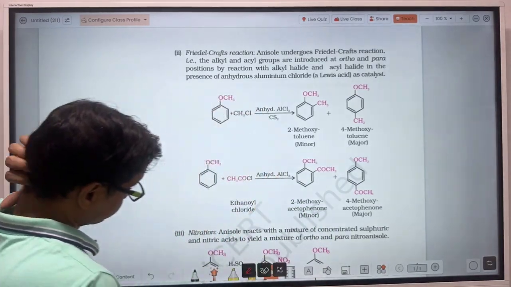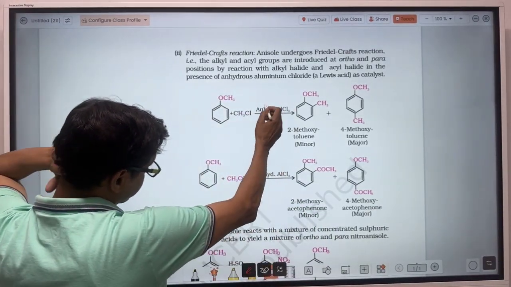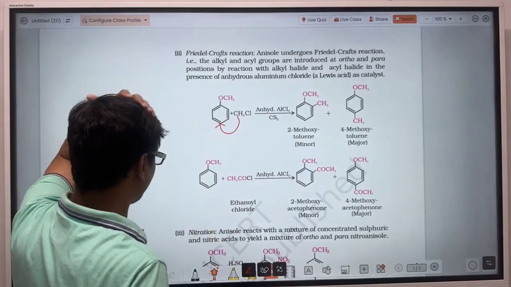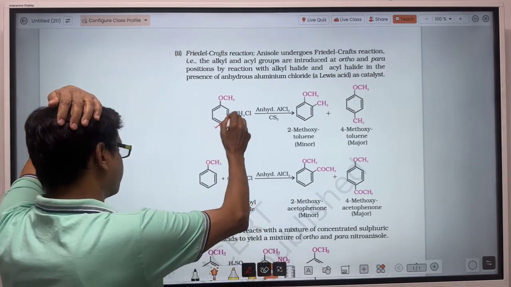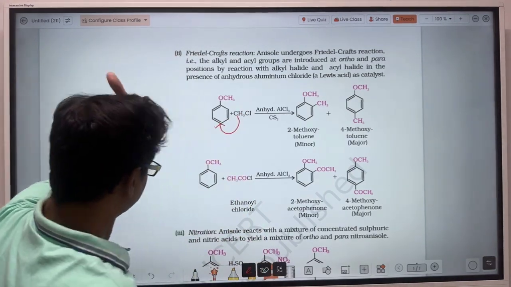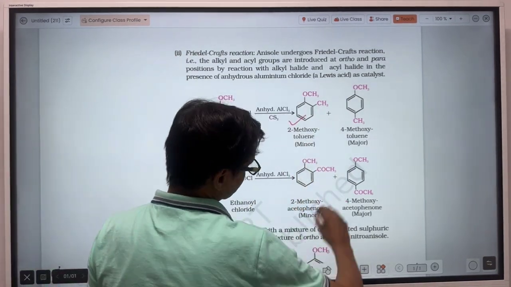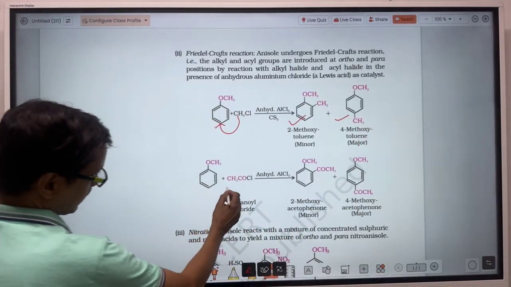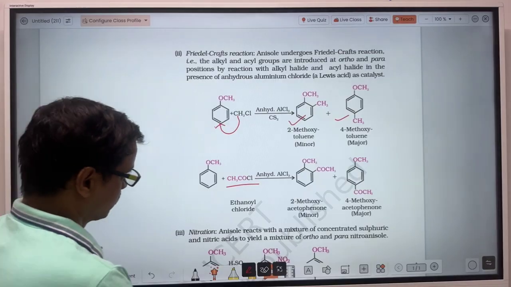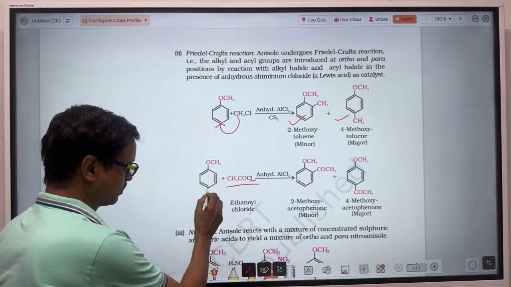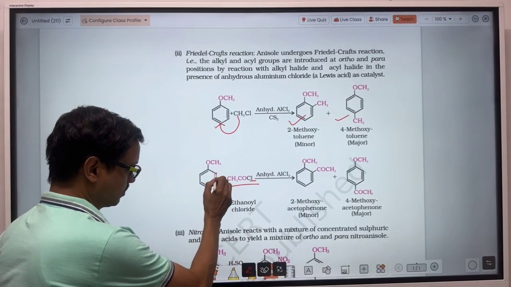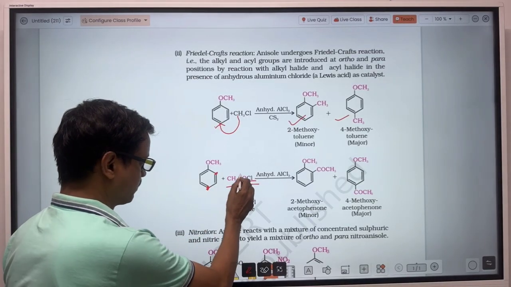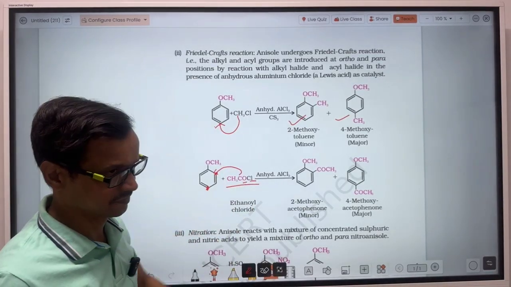In presence of anhydrous AlCl3, this alkyl part will bond to the carbon of ortho or para. The hydrogen released will combine with chlorine to form HCl. That's why ortho and para substituted products will form. Same here, acyl halide is taken. So the chlorine will bond to the hydrogen of the ortho position or of the para position, forming HCl, and the C double bond O will get bonded to this side.